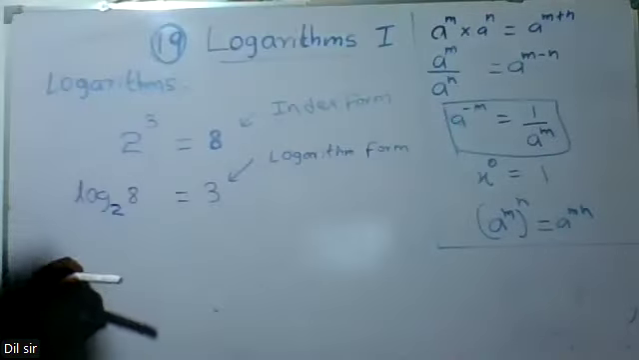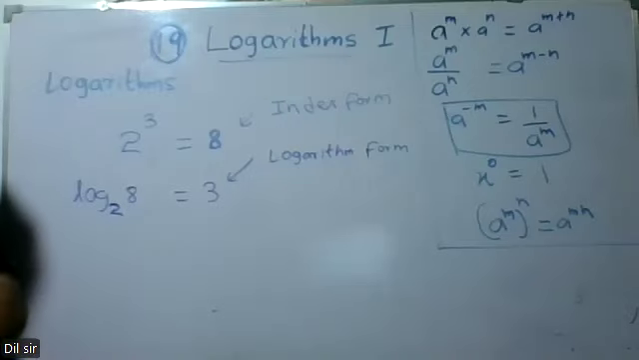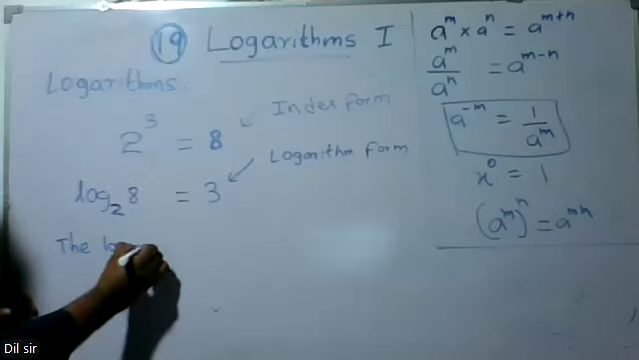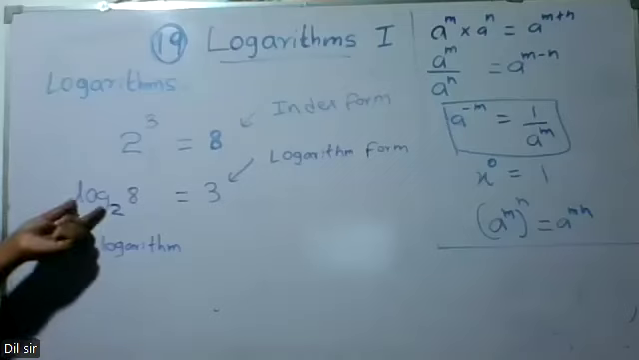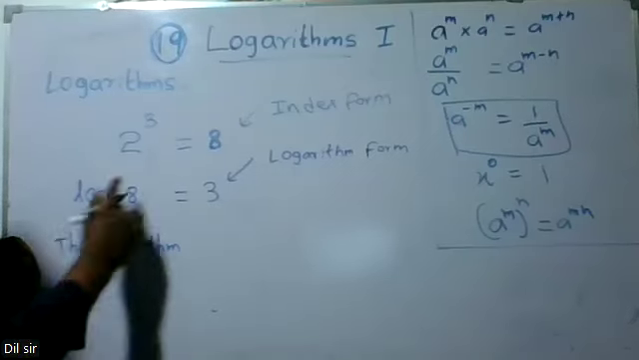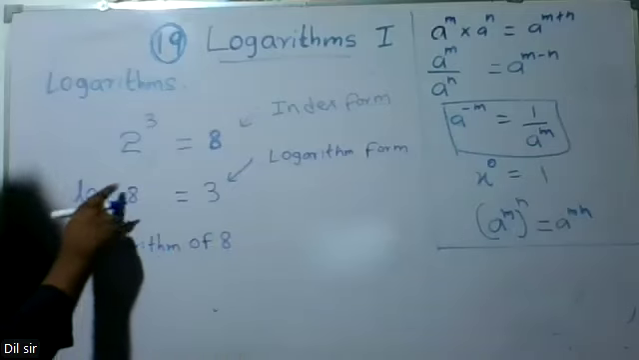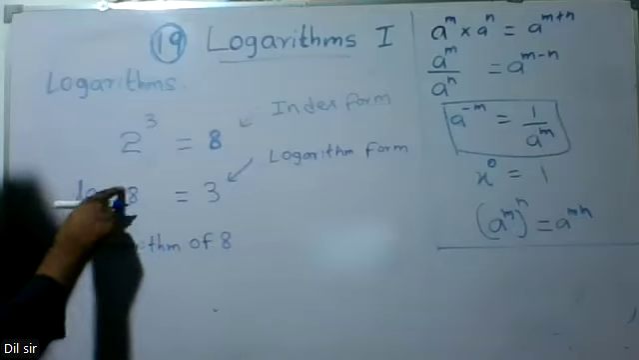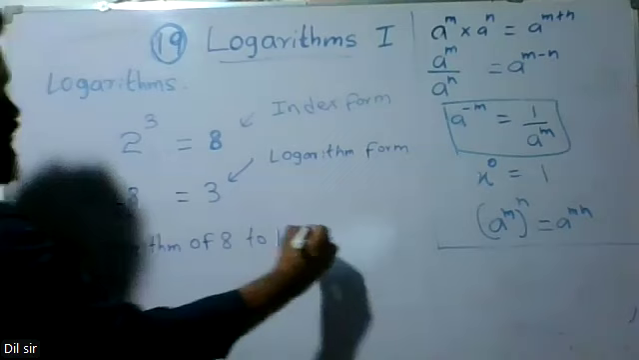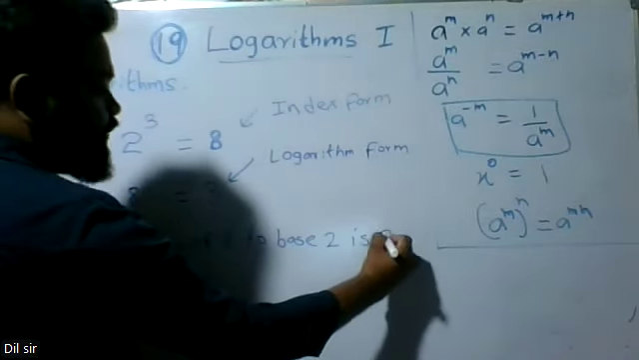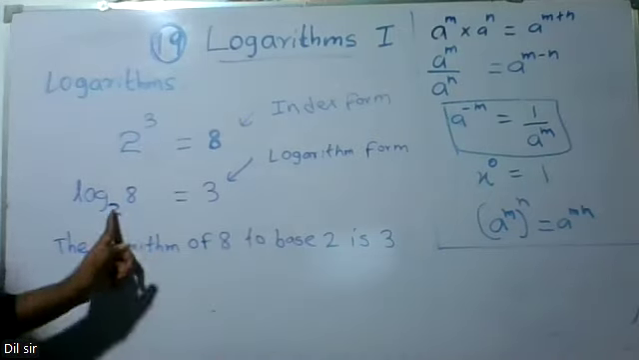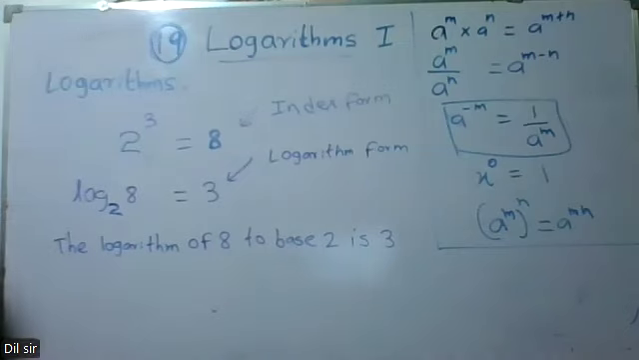Let's see how to read this. Look, this is how to read it. The logarithm. Log is the short form; the complete word is logarithm. The logarithm of 8, whose logarithm? Of 8. The logarithm of 8 to base 2 is 3. Check how to read it. The logarithm of 8 to base 2 is 3.